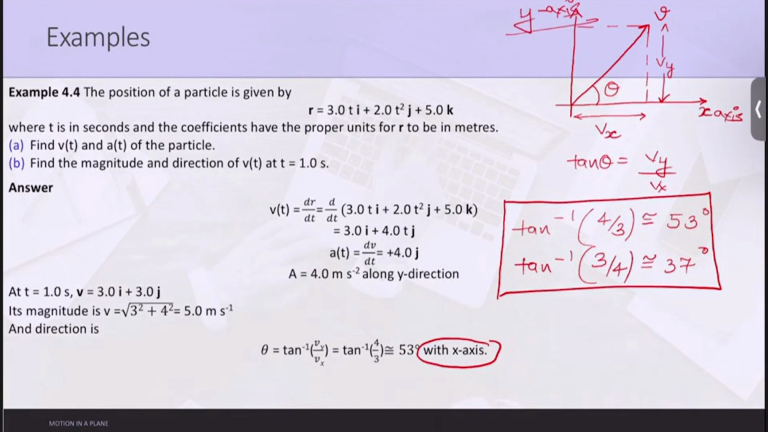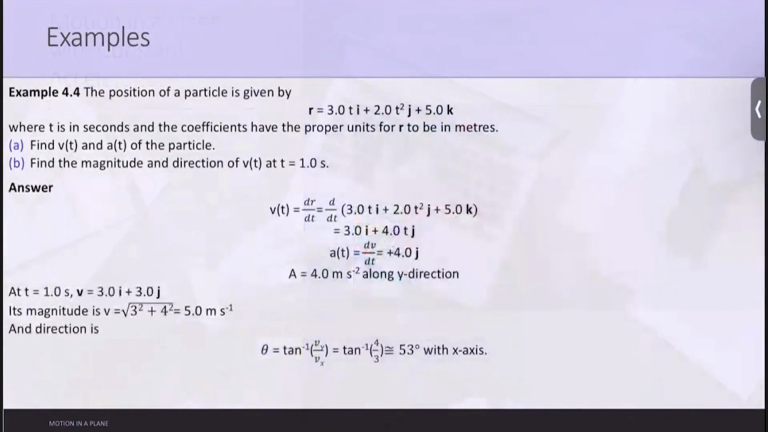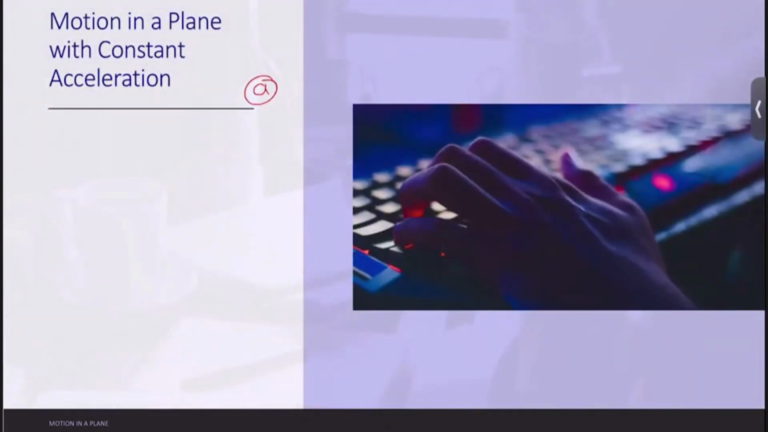Now let us understand another topic, that is motion in a plane with constant acceleration. What do we mean by constant acceleration here? The acceleration will always be constant, as you can see in the previous example also, the acceleration was constant. Just a quick revision from the chapter motion in a straight line, so that we can understand the importance of constant acceleration.